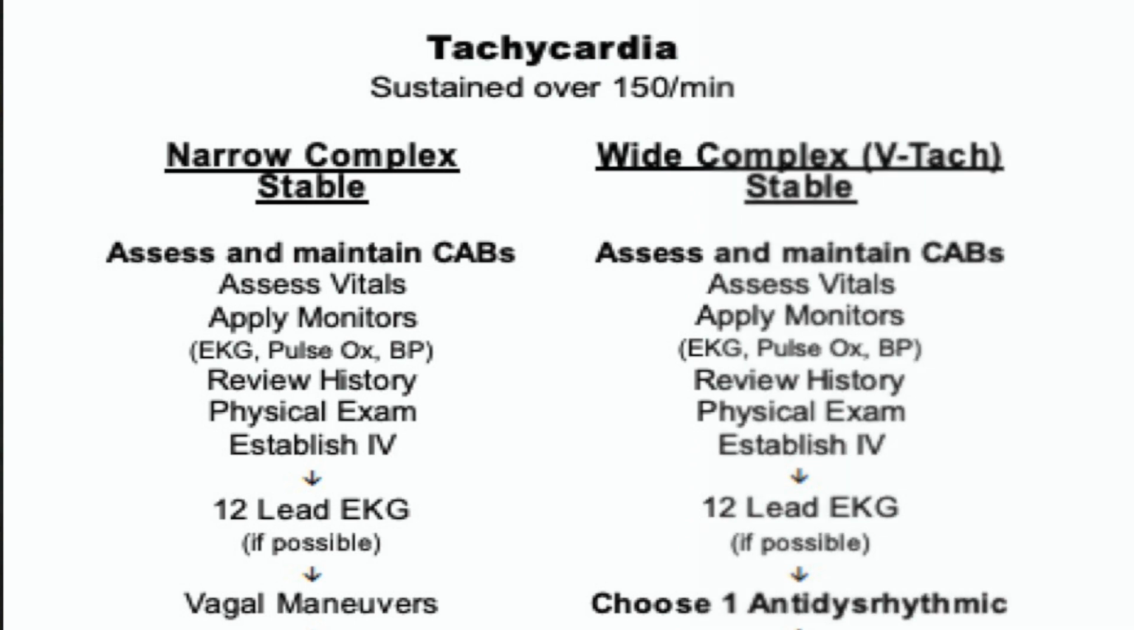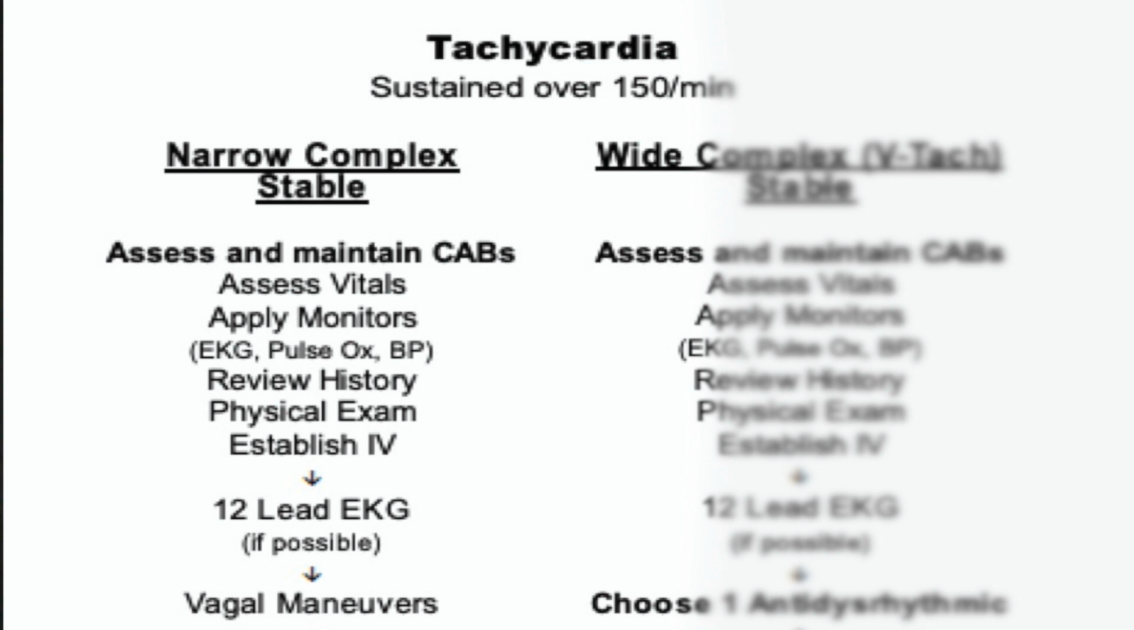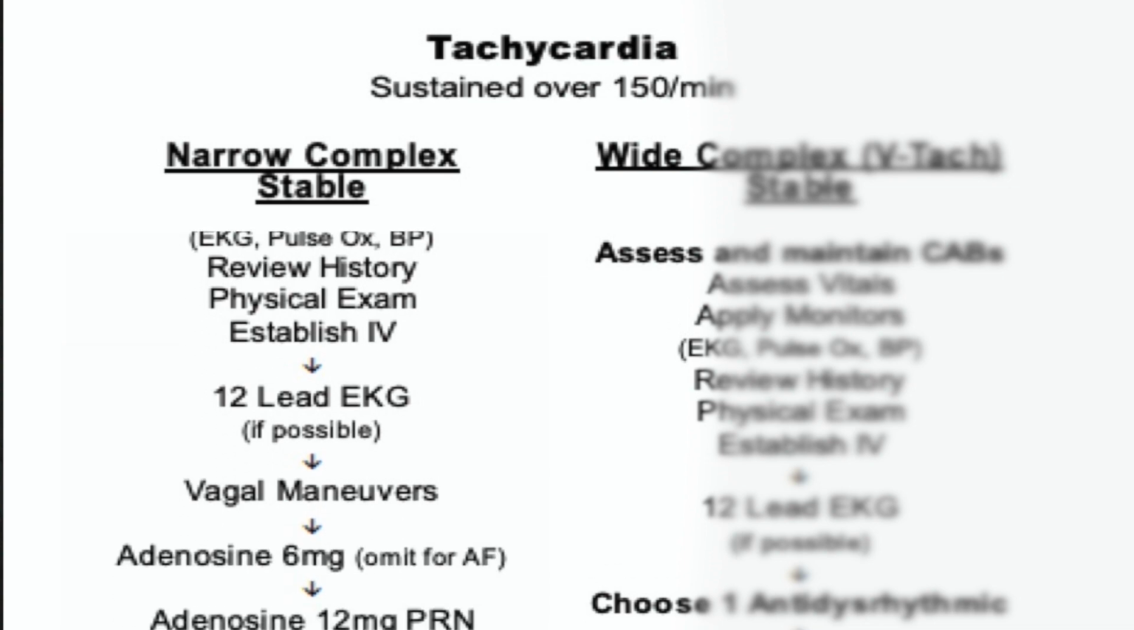So let's look at the left side of the screen first, which is the narrow complex patient who is stable, meaning the patient has maintained his blood pressure, his mentation, is not having any serious chest pain or pulmonary congestion. The general management looks like this. Assess the patient to make sure he's stable, get him on all the monitors, review his history and exam, make sure he has an IV. If we have time to do a 12-lead ECG when the patient is stable, ideally it's nice to have a 12-lead ECG for the cardiology folks.